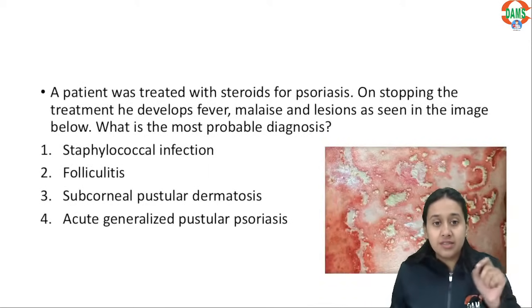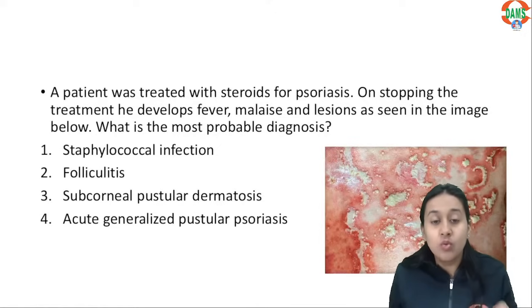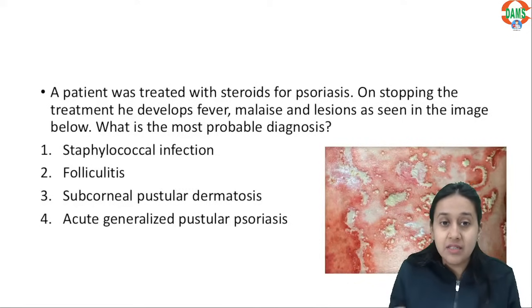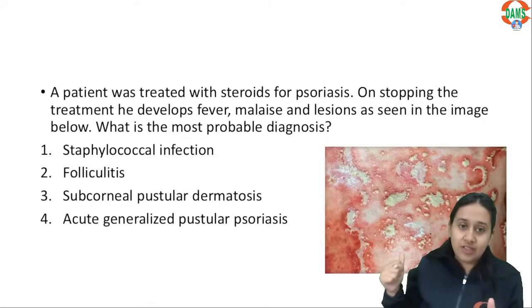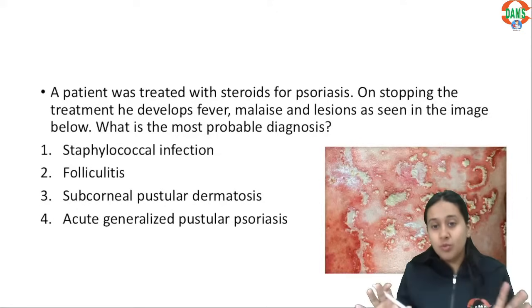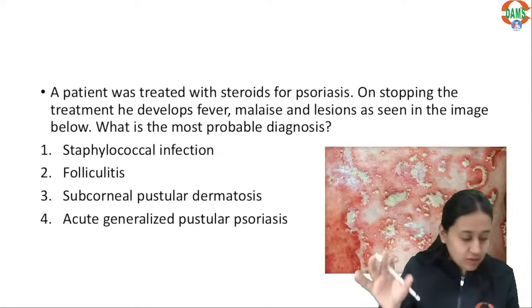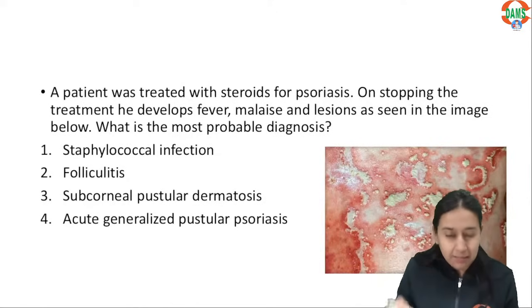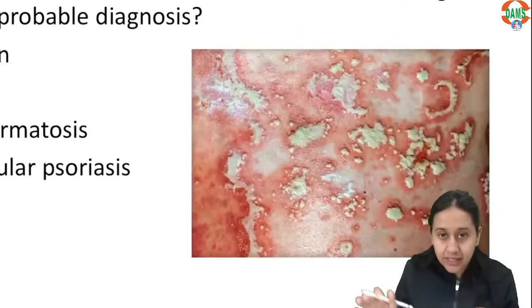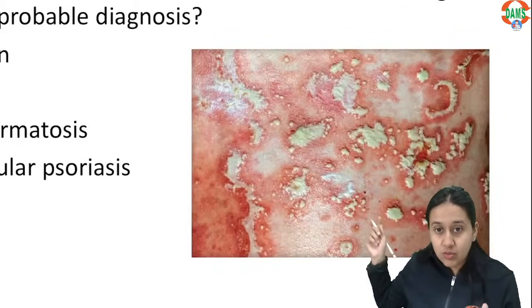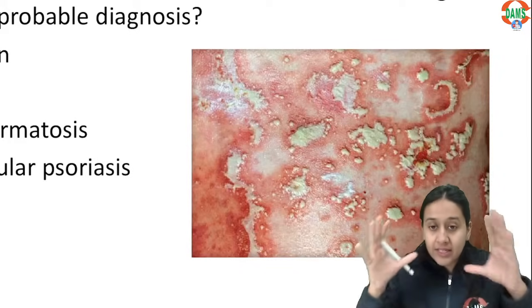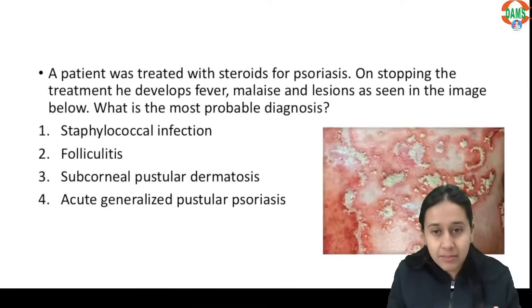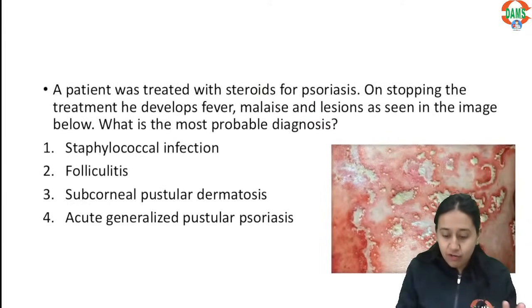So the question says that we have a patient who was treated with steroid for psoriasis. On stopping the treatment, he develops fever, malaise, and lesions as seen on the image. What is the most probable diagnosis? First of all, let me show you the image a little bit, by zooming it. You can see a lot of pustules here, some discrete and some confluent pustules. You can see that some pustules are combining together to form a large lake of pus.